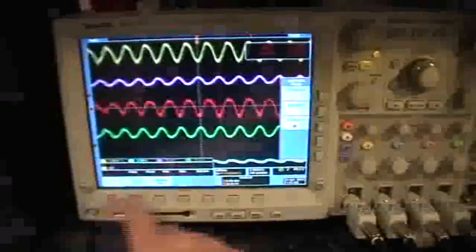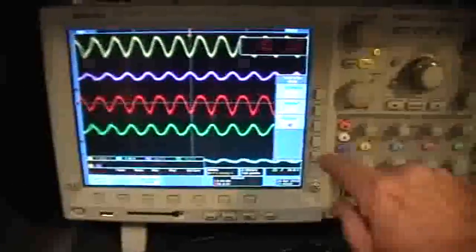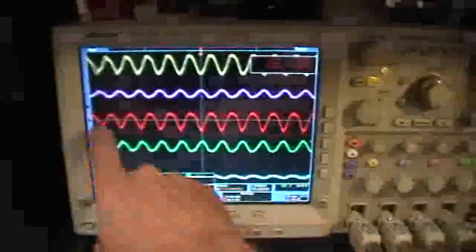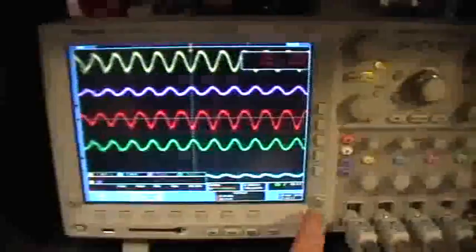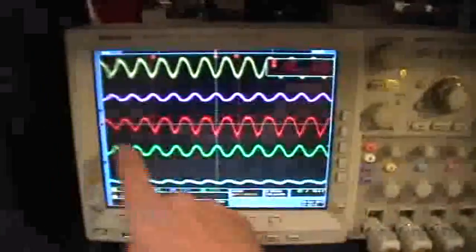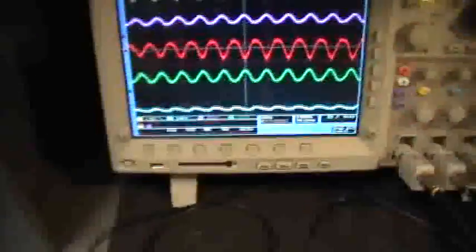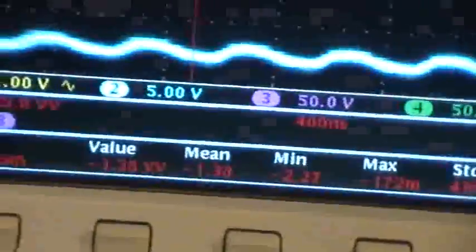Okay, so let's just do operator 1 times 3. Okay, so now here, this is just the top trace times the bottom trace. I mean, 1 times 3. This is the instantaneous power product, and here's the means down here. Negative. Right? Negative.